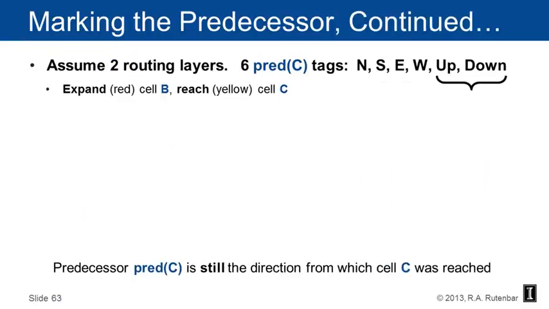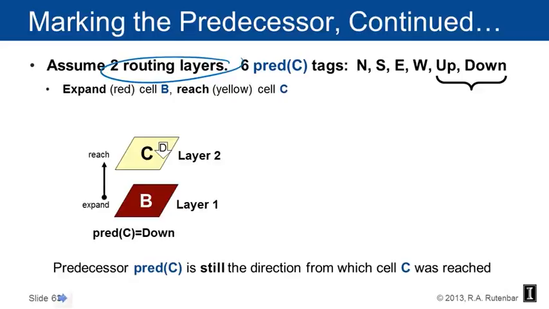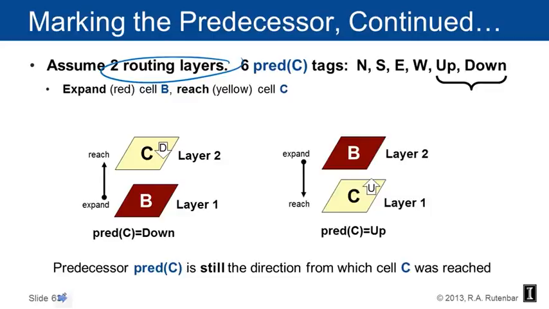Now again, let's look at the fact that we have 2 routing layers, and let's look at the up-down tags. So cell B is on the bottom, and I reach up. I expand it up, and I reach cell C on layer 2. When I say, hey, cell C, how were you reached? The answer is from below, down. I label it with a predecessor, which is down.